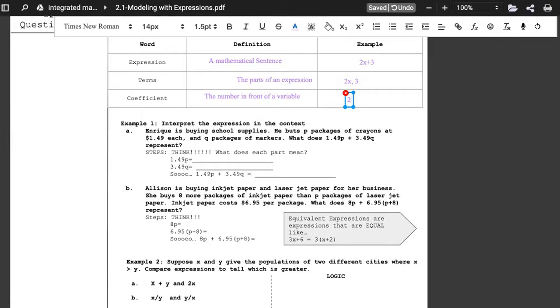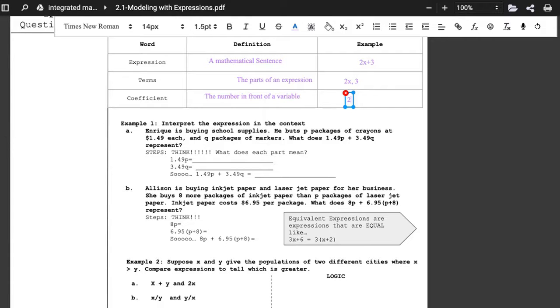So in this example, we're going to interpret the expression in the context. And here you're really going to want to use your reading skills, like highlighting, underlining, all of that good stuff. So Enrique is buying school supplies. He buys P packages of crayons at $1.49 each, and Q packages of markers. We want to know, what does 1.49P plus 3.49Q represent?